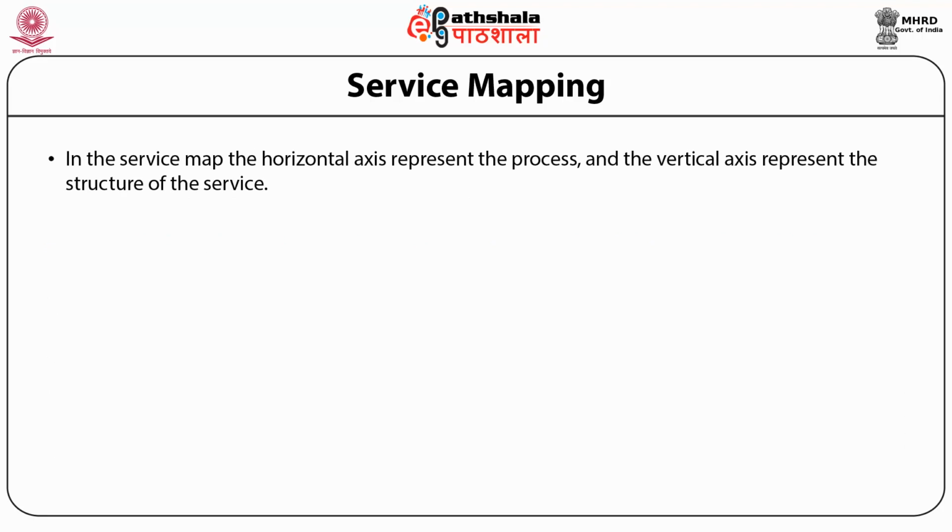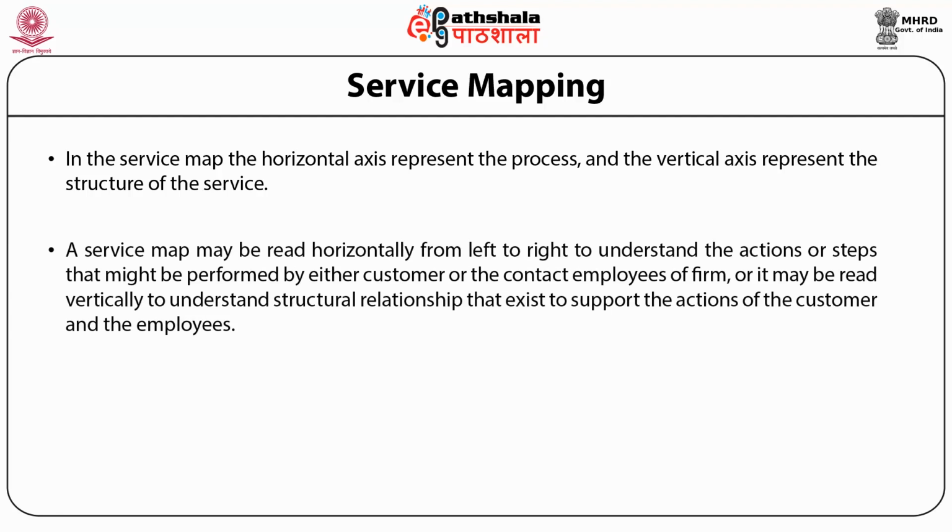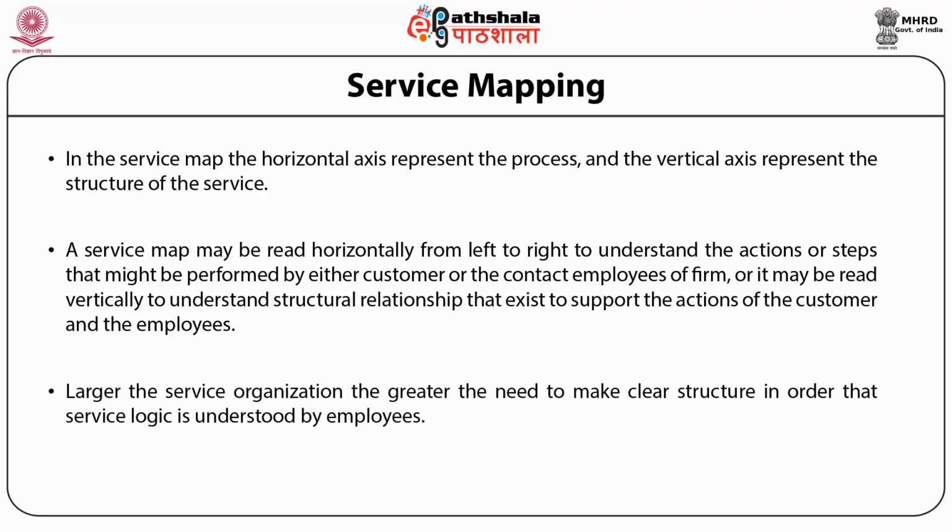In the service map, the horizontal axis represents the process and the vertical axis represents the structure of the service. A service map may be read horizontally from left to right to understand the actions or steps that might be performed by either the customer or the contact employees of the firm, or it may be read vertically to understand the structural relationships that exist to support the actions of the customer and the employees. The larger the service organization, the greater the need to make the structure clear so that the service logic is understood by employees. These lines can be understood in the next diagram.